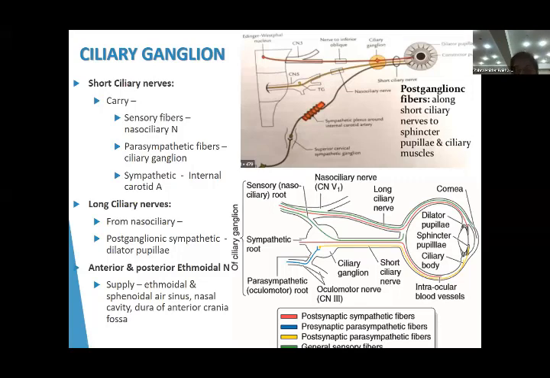ठीक, जबकि आपकी sphincter pupilli को parasympathetic supply है. Sphincter pupilli and ciliary body, ciliary muscles inside the ciliary body, both of them are supplied by parasympathetic fibers. और पास उसी तरह ही होते हैं ये through the short ciliary nerve.